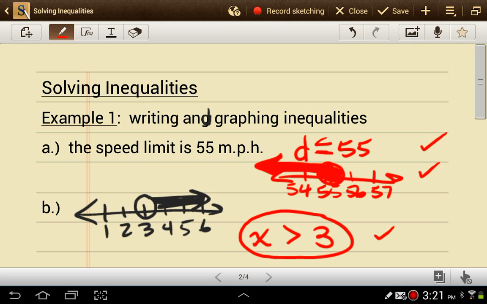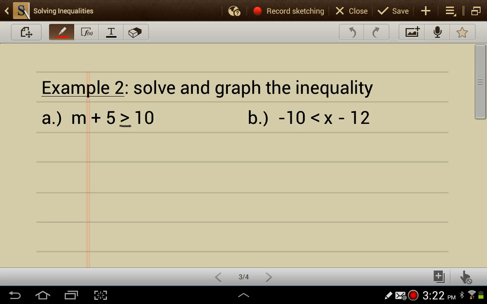Okay, I'm going to switch slides now. And we're going to go to our next part. Example 2, we're actually going to solve and then graph the inequality. Now again, these are all going to be one-step equations tonight, so that should be pretty simple in solving them.